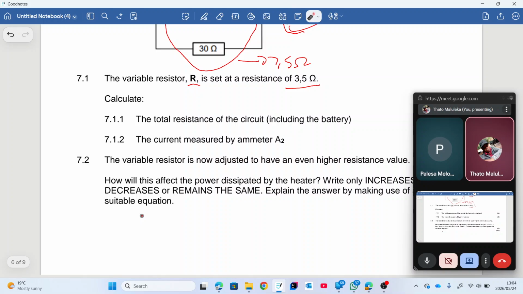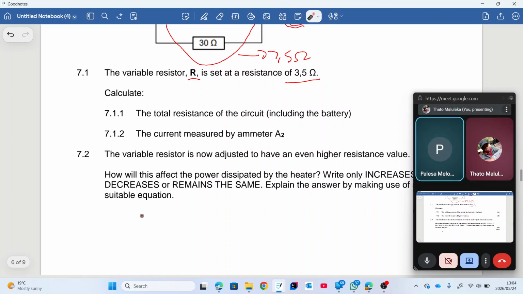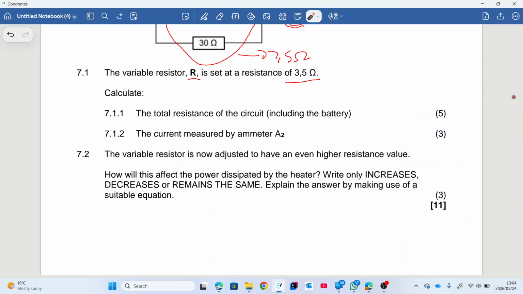7.2. The variable resistor is now adjusted to have a higher resistance value. How will this affect the power dissipated by the heater? Write only increases, decreases, or remains the same, and explain your answer by making use of a suitable equation. So I want you to substantiate.